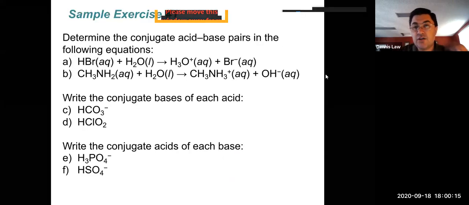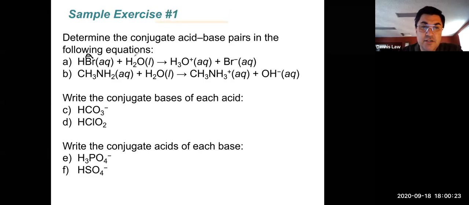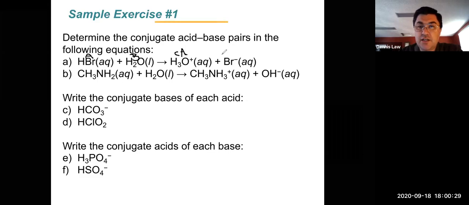Okay, so here we have the acid, HBr, and then the base is water. So this one's the acid, right? And then this is the base. And then here would be the conjugate acid. And then this would be the conjugate base here. Because in the reverse reaction, it would be the opposite, right? This one would be the acid and this would be the base.